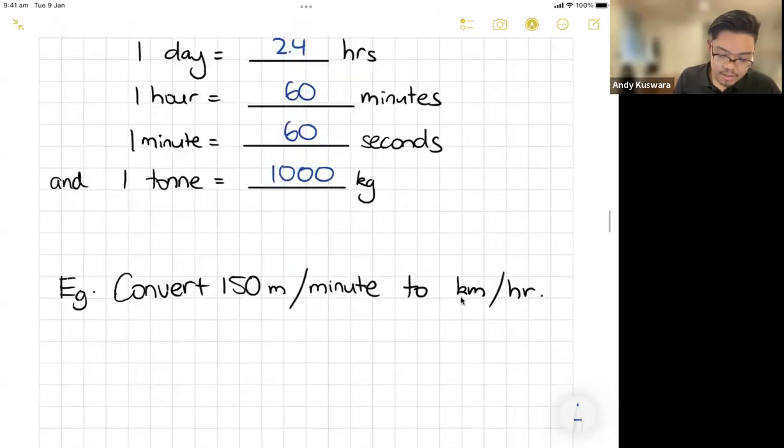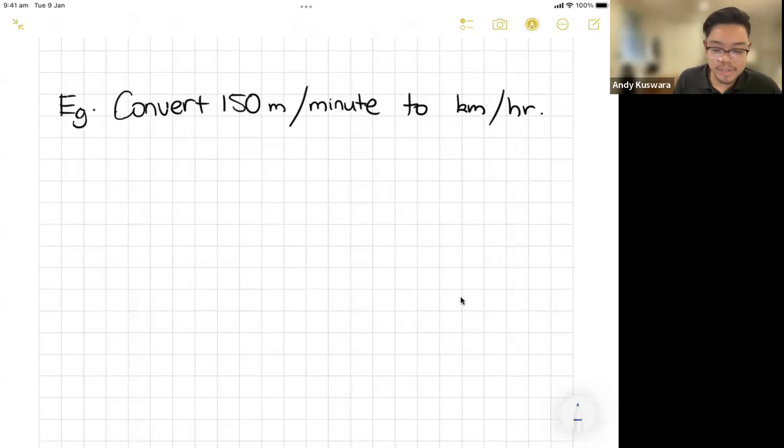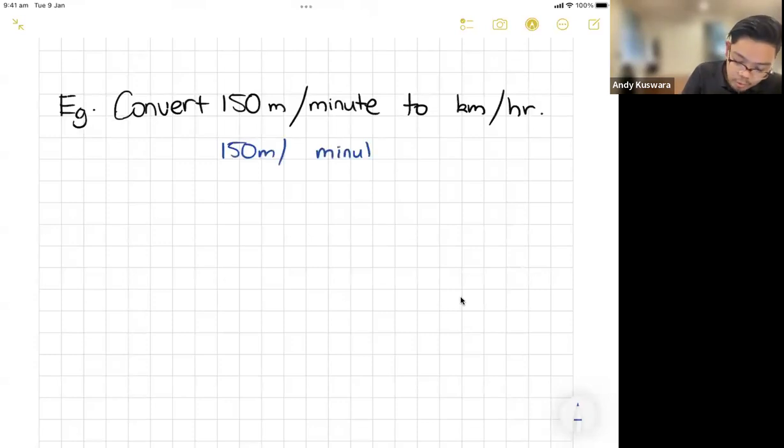Okay, so the first question that we have here is I want to convert 150 meters per minute to kilometers per hour. Now I'm going to write down, I'm going to start with 150 meters per minute. And where I want to end up is kilometers per hour. Now, let's work step by step. We might need a couple of steps to get there.